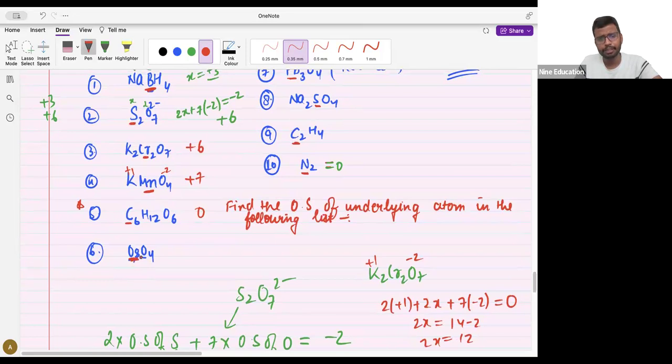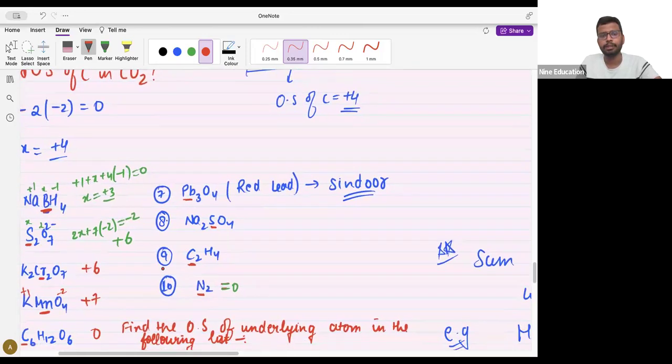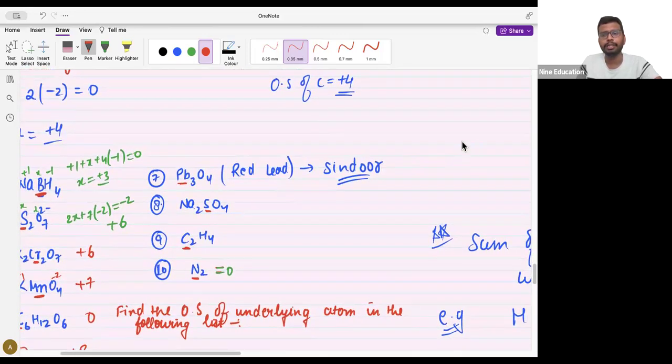Check for the sixth one. Sixth one, osmium O4, OsO4. Take osmium as X. X plus 4 into -2 will give you 0. X is equal to +8. +8 oxidation state. Similarly, check for Pb3O4 also.